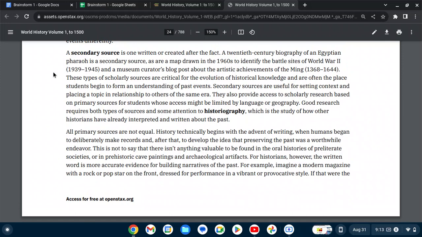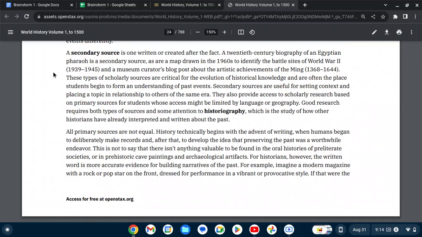Secondary sources are useful for setting context and placing a topic in relationship to others of the same era. They also provide access to scholarly research based on primary sources for students whose access might be limited by language or geography. Good research requires both types of sources and some attention to historiography, which is the study of how other historians have already interpreted and written about the past.